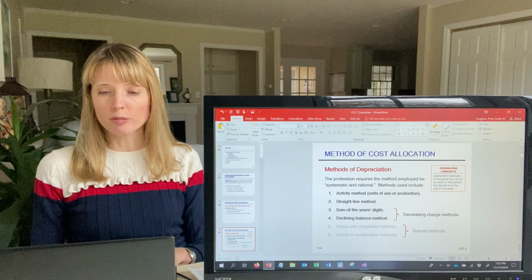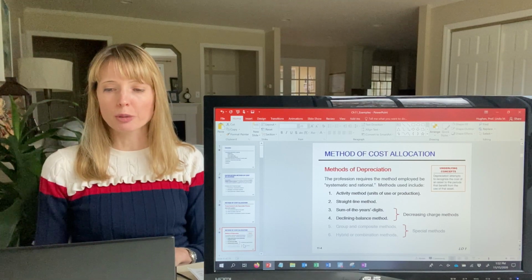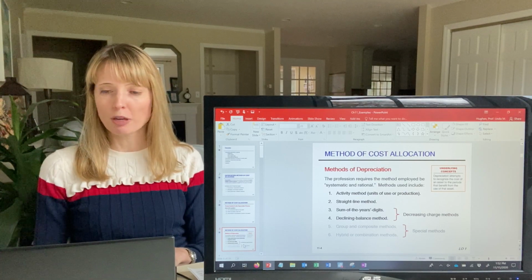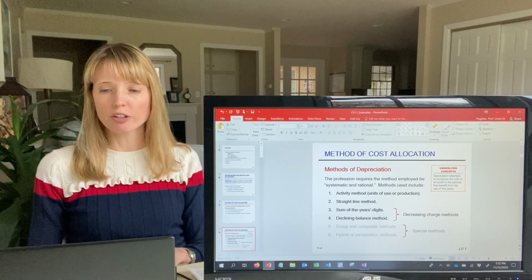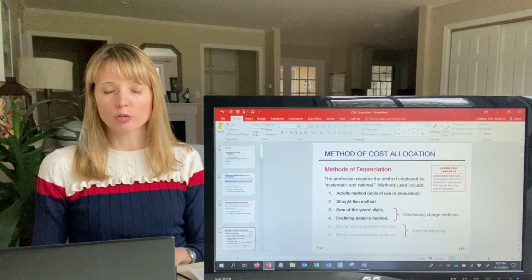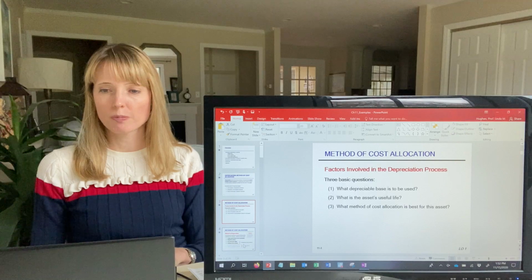Now, there are also 2 other methods allowed by GAAP, group or composite methods and hybrid or combination methods, but those are used very infrequently, so we're going to cover simply those first 4 methods.